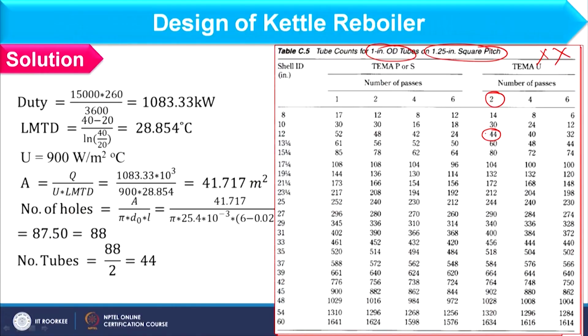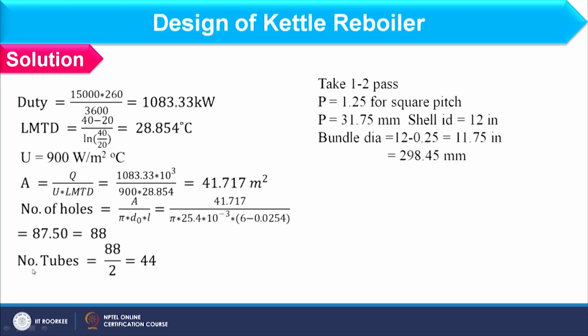So, here I am having 44 tubes, and corresponding to these 44 tubes, shell ID is given as 12 inches. As you remember from last week's lectures, the bundle diameter should be slightly less than the shell diameter, and for that purpose we usually deduct 0.25 inches from this shell ID. So, considering this, we can find the bundle diameter as 12 inch minus 0.25, that is 11.75 inches. Conversion you can make in mm. In this way we can find out the bundle diameter.